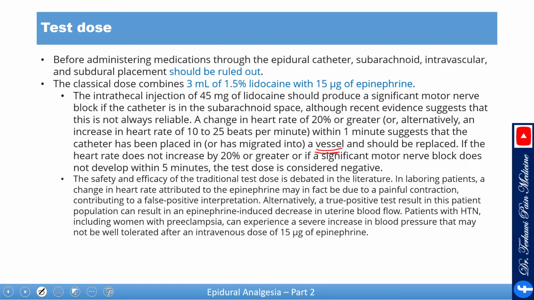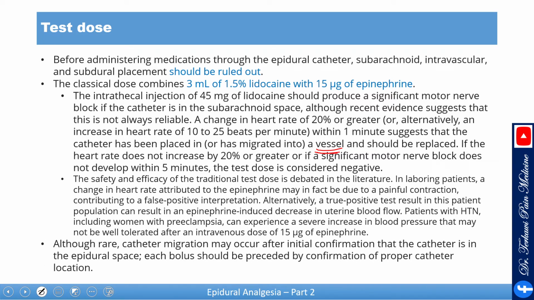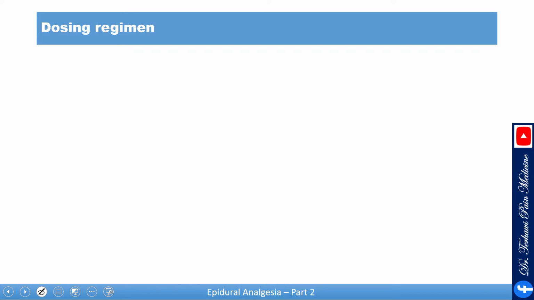I added this just to show you that there is some discussion and controversy about that. However, I still strongly recommend using this dose in all patients. Although rare, catheter migration may occur after initial confirmation that the catheter is in the epidural space. So before each bolus, you should confirm by suctioning that the catheter is still in a proper location. Now we did that. What are we going to do next?